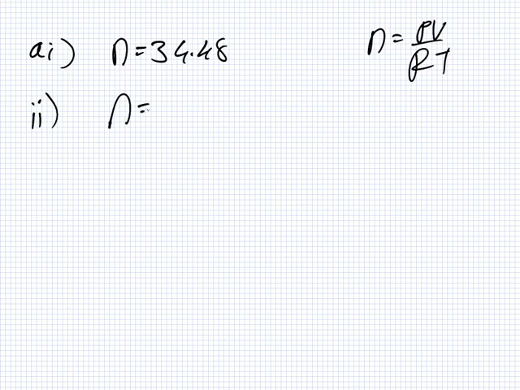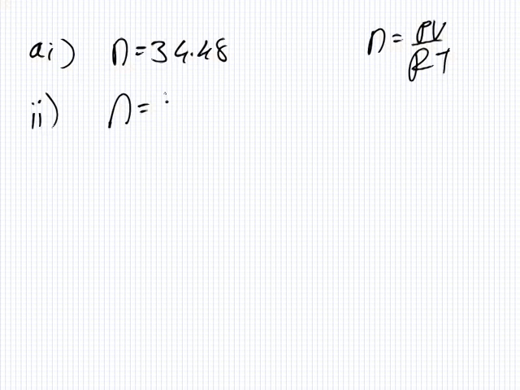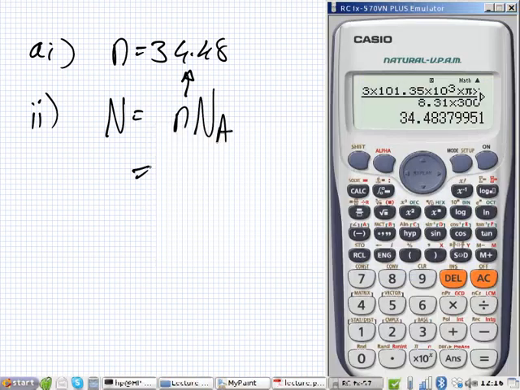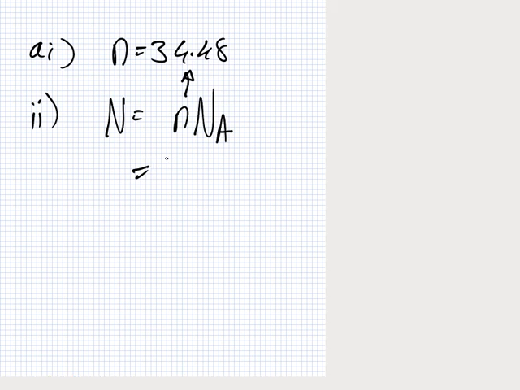Don't we multiply by 6.02? Did I ask for moles or how many molecules? How many molecules. So that's big N, which is n multiplied by Avogadro's number. What's Avogadro's number? 6.02 times 10 to the 23, is it? Yeah. 2.08 times 10 to the 25.